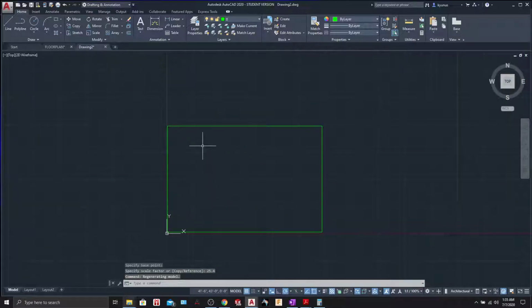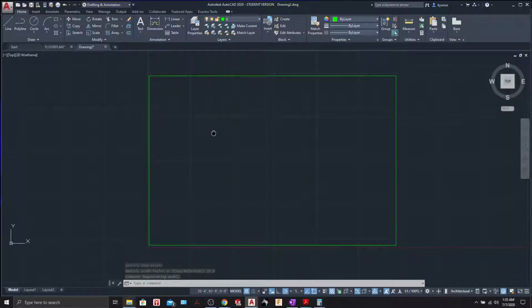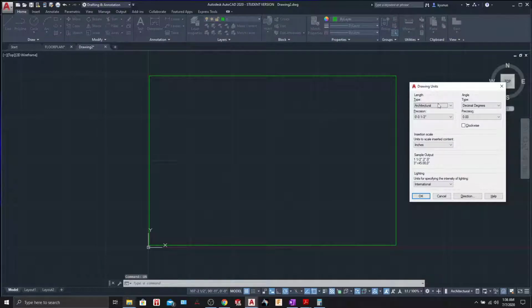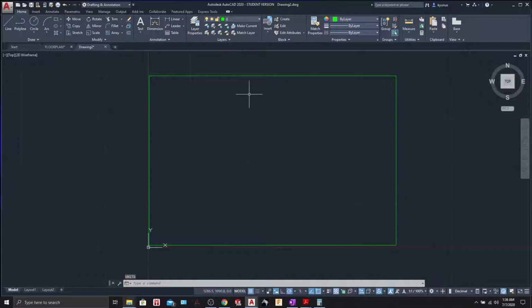So right now my rectangle is going crazy, a crazy big rectangle we have, and if we measure it from here to here, it says 152 feet, which it should not be, right? Because it's 6 feet and we have converted it to millimeters. So how do we do that? You type in units once again and change this to decimal, change this to millimeter and press OK.